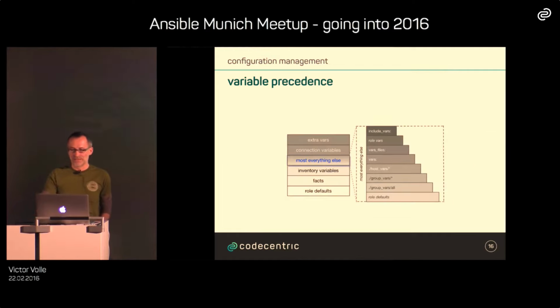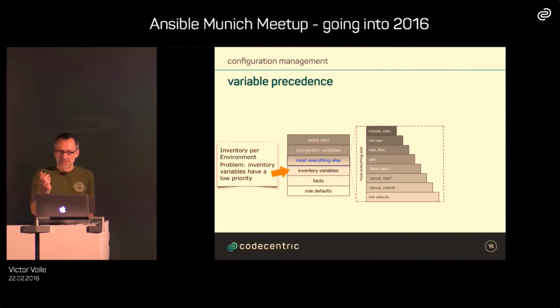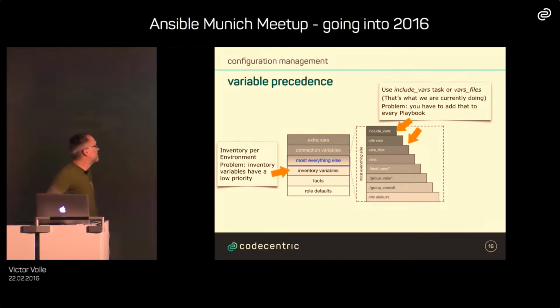What you could do, and what I did once, inventory variables, low priority, I don't want to do that. What you could use is include vars. You could have in your playbook a task, include vars. And you could just say include vars for environment, include vars for kind of server, include vars for location. And the order in which you define these tasks is the order in which these variables will be evaluated, and the last one wins, or the first one wins. I don't remember, it doesn't matter.